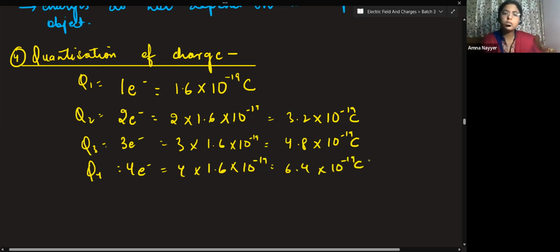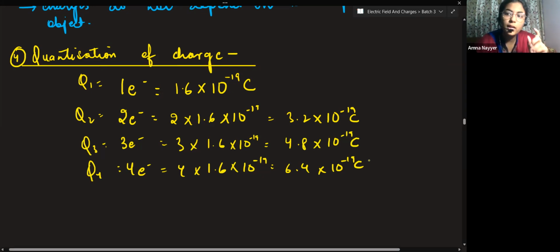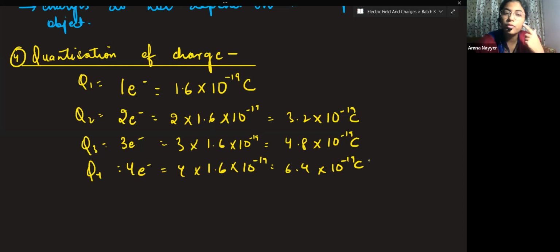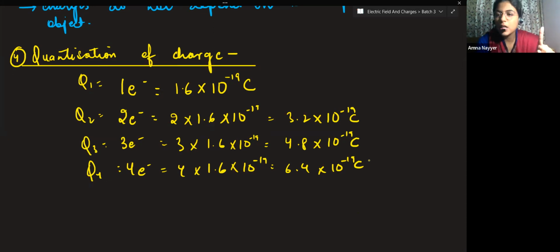So are you able to notice this pattern? 1 electron, this much charge. Second electron, twice that charge only. 3 electrons, thrice that charge only. We cannot have half or negative electron, or decimals of an electron. The minimum electron possible is 1. More than 1 is what possible? 2 electrons. So ultimately, you can have 1 electron, 2 electrons, and the electronic charge remains the same.